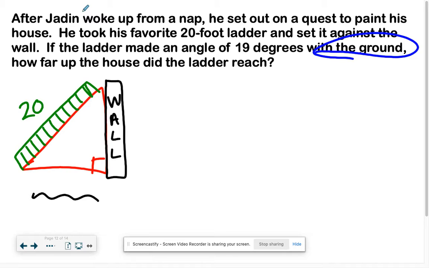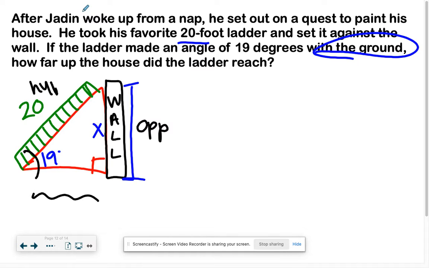So we kind of labeled. We already know that the ladder's 20 feet, and it makes an angle with the ground of 19. So here's my 19-degree angle. And we're wondering how high up the wall does it reach? This is your x. That's my variable. So now from here, we still do the same thing that we've been doing this whole time, you guys. You mark your angle and then label your side. So here's our angle. X would be our opposite side. 20 is our hypotenuse. And now what trig function uses opposite hypotenuse? Well, that's sine. So sine of 19 degrees equals x over 20.